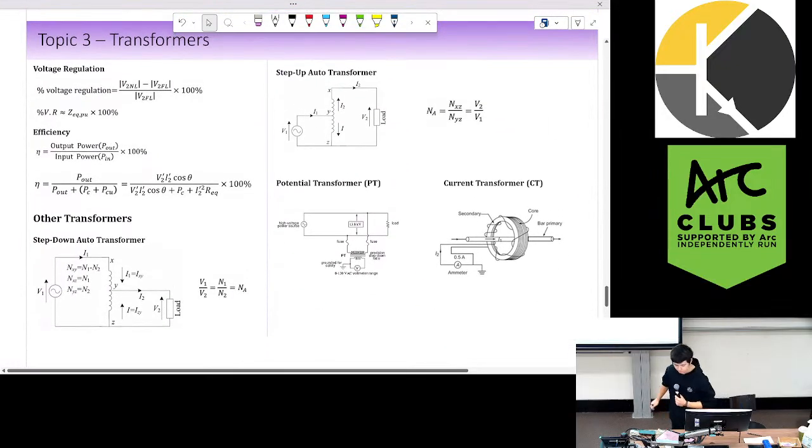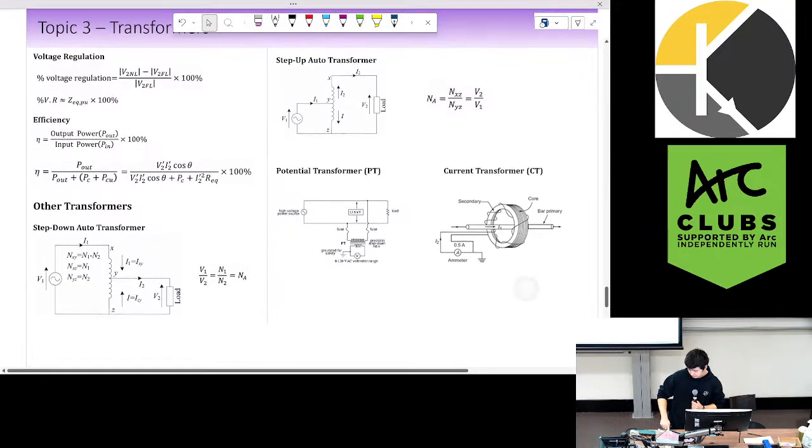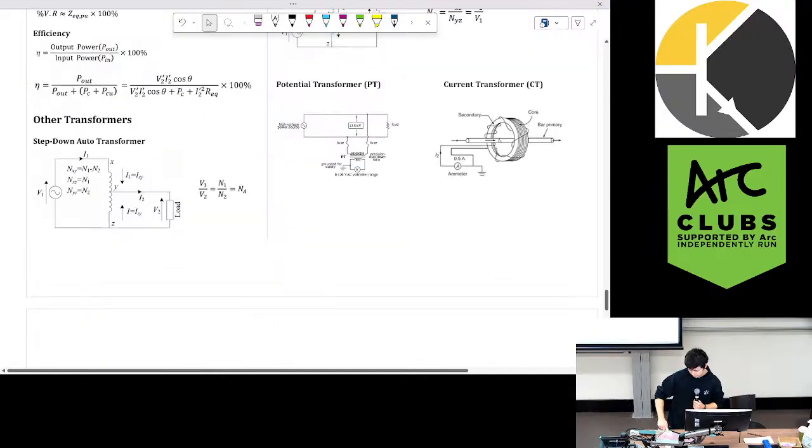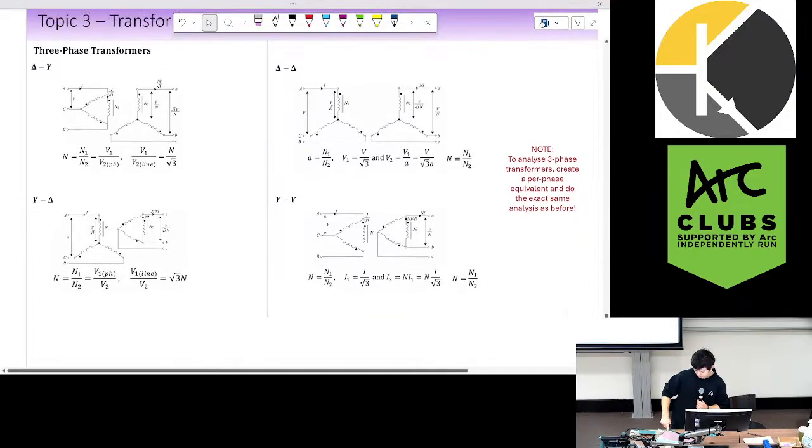Some bonus bits on transformers: step up, step down, auto transformers, potential transformers, and current transformers. Current transformer just being an ammeter, really. There's not too many big things to cover in the realm of transformers, but we'll get into some of the nitty-gritty in one of the past papers. Past paper 2021 question 1G we'll cover.